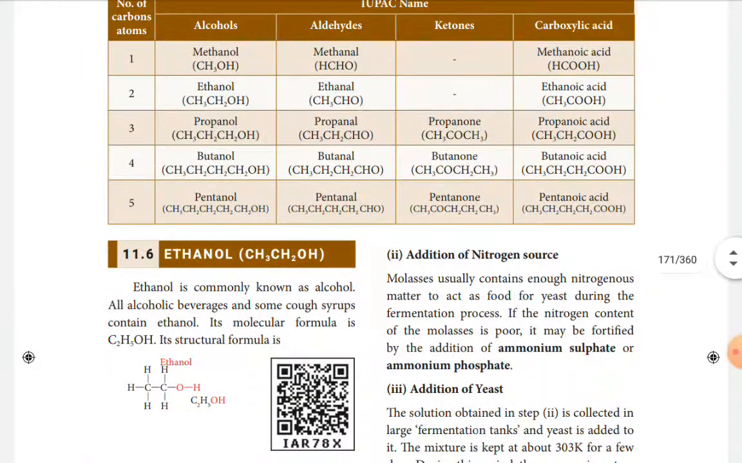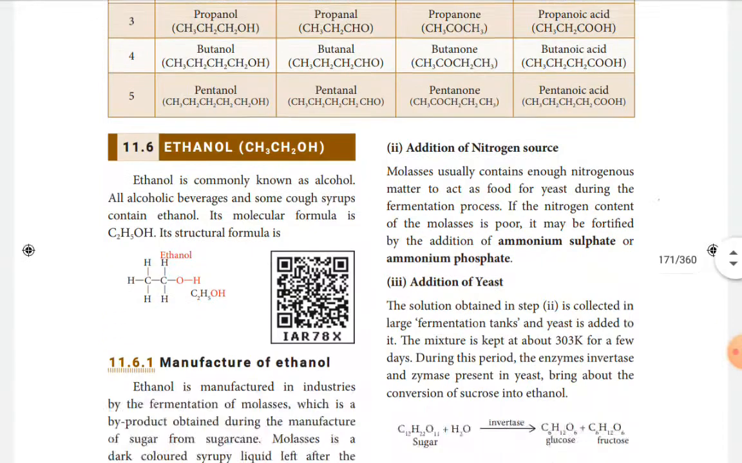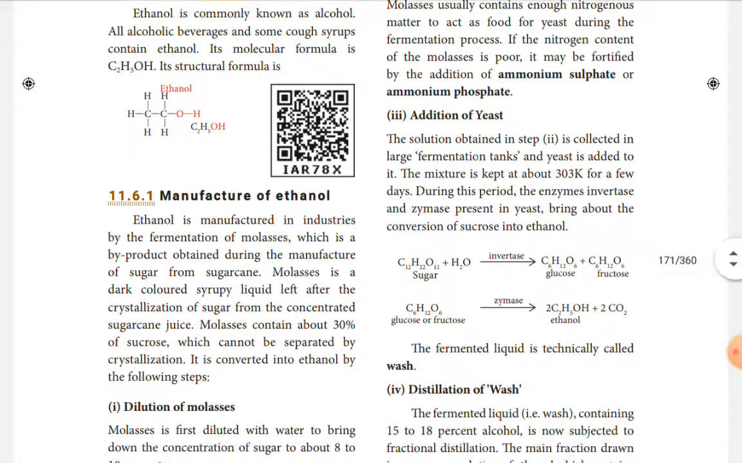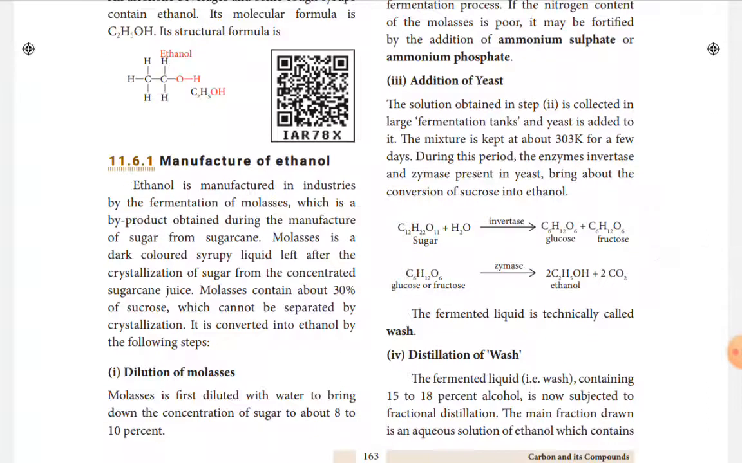Then nitrogenous matter is added to fortify the sugar molasses, which acts as food for yeast. Then yeast is added in a large tank, and the temperature is maintained at about 303 Kelvin. The enzymes present in the yeast, invertase and zymase, convert sugar to glucose and fructose. Further, glucose and fructose are converted into alcohol and carbon dioxide.